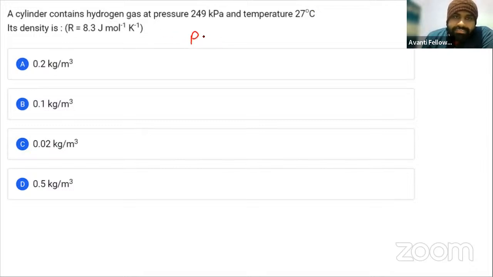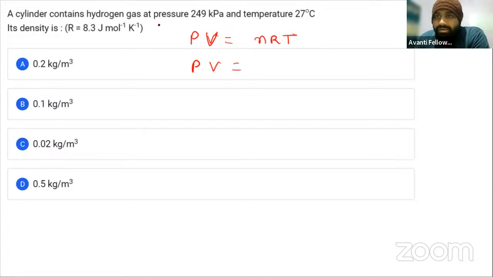And we know that the ideal gas equation is PV equals nRT. Everyone, this is the ideal gas equation we have. Now, what we can do? Here mass is not given to you, number of moles is not given to you, and density has been asked. So you need to convert this PV = nRT in terms of density and mass of the gas.